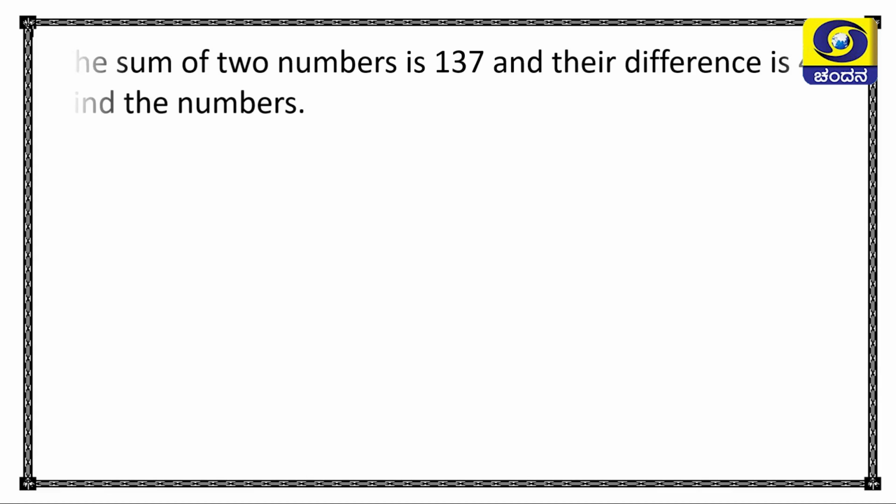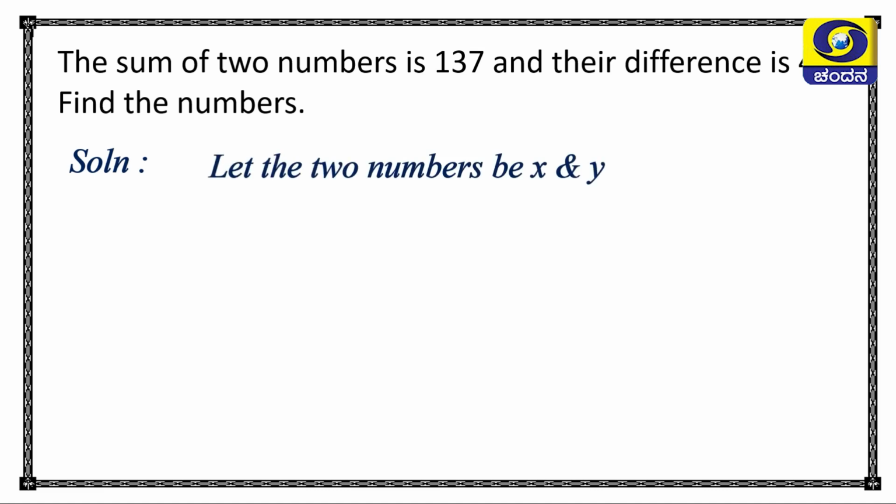Next problem. The sum of two numbers is 137 and their difference is 43. Find the numbers. Children, here we don't know the numbers, but they have given the sum of two numbers is 137 and their difference is 43. We have to find those numbers. Solution: let those numbers be x and y. The first condition they have given, sum of two numbers is 137. So x plus y is equal to 137. Assume this as equation number 1, children.